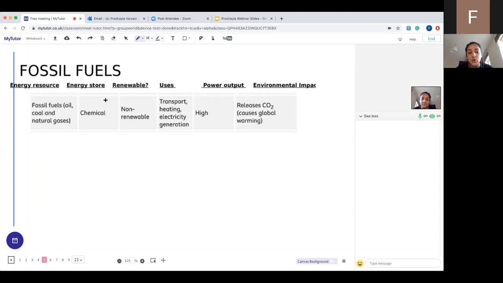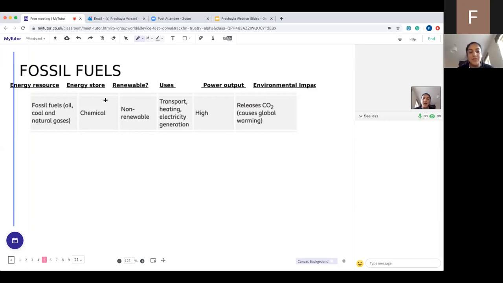The energy store that it uses is chemical, so it turns our chemical energy into other types of energy, for example electric, and obviously it is a chemical energy store because it's fossil fuels, oil, coal and natural gases, so they're all types of chemical energy. Fossil fuels are non-renewable. We cannot harvest fossil fuels as quick as we use them, so they are not being constantly replenished, so they are non-renewable.